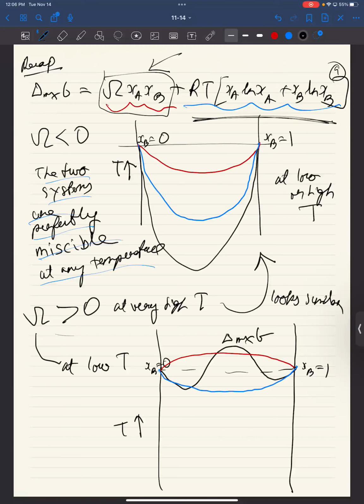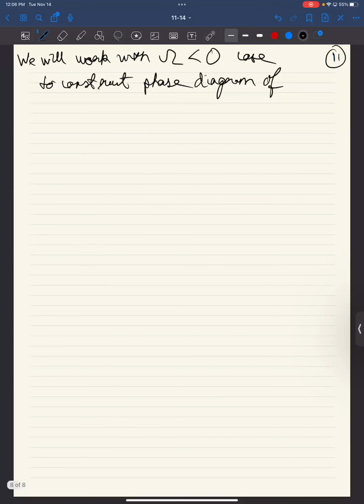The omega bigger than 0 case, at very high temperatures, we are not talking about that yet. That we will do after Thanksgiving. So after Thanksgiving, I will resume from here, okay? And then we will go to that other case also.